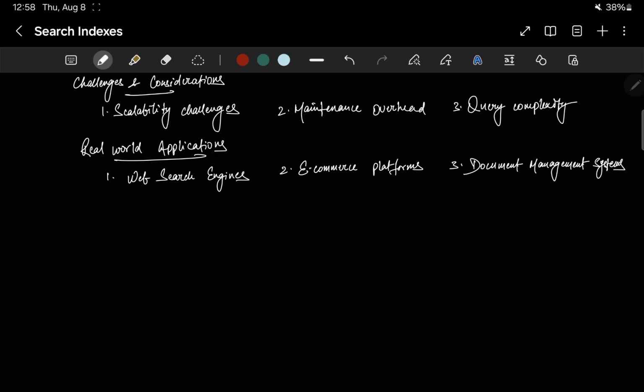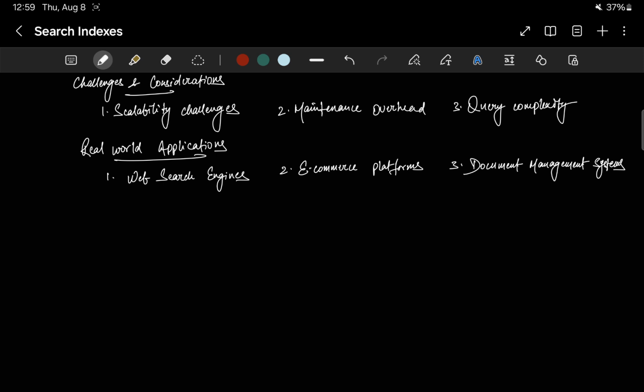And next is document management systems. Document management systems like Microsoft SharePoint and Alfresco use search indexes to help users find documents stored within the system. For example, a user in a large organization can search for a specific document by entering keywords related to the document's content or title, and the search index will retrieve relevant documents efficiently. Okay.